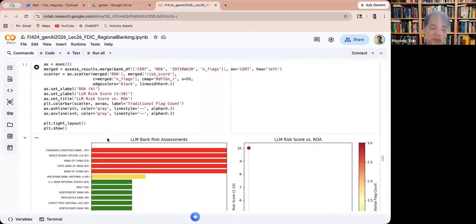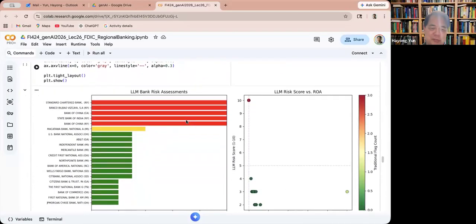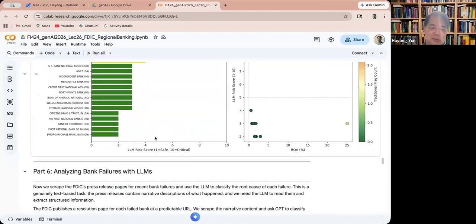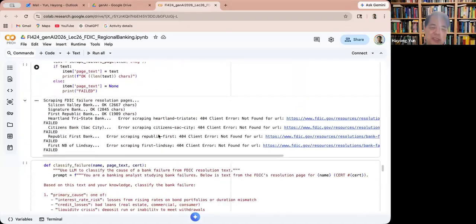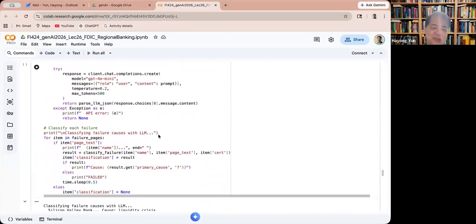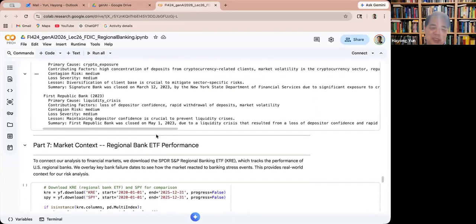Okay. And we can visualize the risk scores of each bank, of where they stand. Cool, isn't it? And analyzing the bank failures with LLM. Again, we can ask it to classify and have a verbal kind of segment.